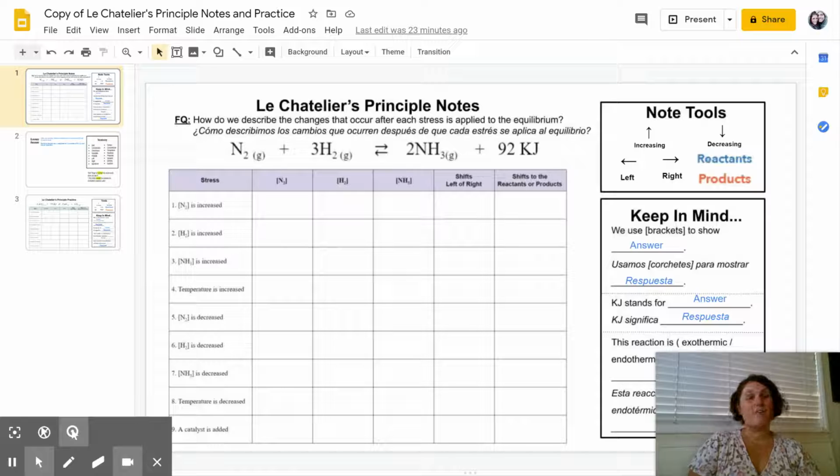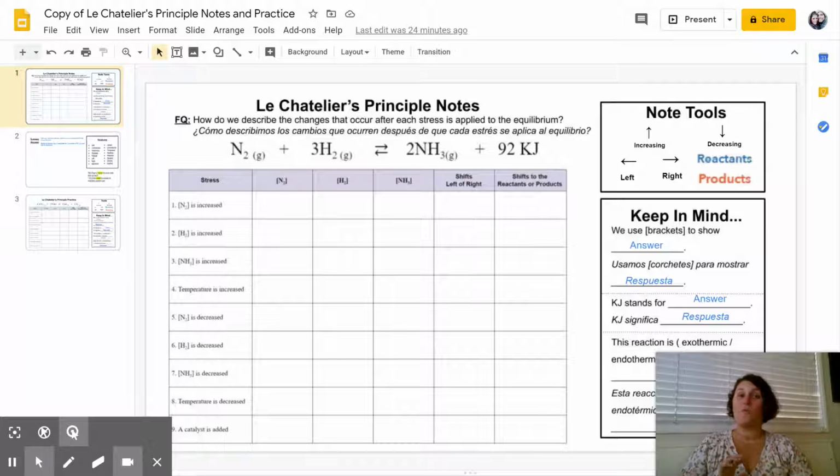Hey, so today we're going to be looking at Le Chatelier's principle a little bit more. Last time we talked about how Le Chatelier's principle is all about stressing out chemical reactions. And today we're going to be looking at how we describe the changes that occur after each stress is applied to the equilibrium.